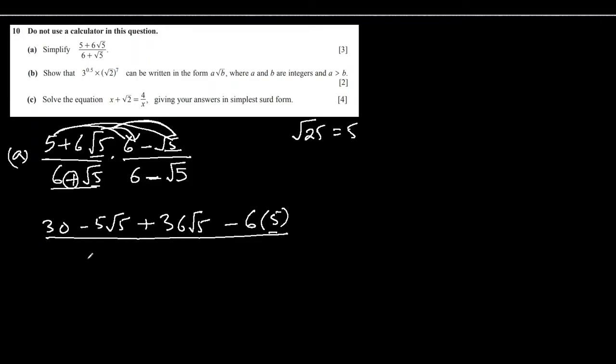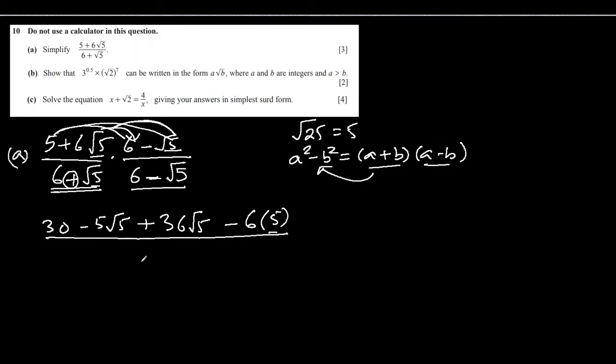Similarly, let's do the denominator. There we'll use the identity a squared minus b squared equals (a plus b)(a minus b). This is the identity we will use, and (a plus b)(a minus b) is the format of this. See, a plus b, a minus b. So we can straight away write a squared minus b squared, which is 6 squared minus square root 5 squared.